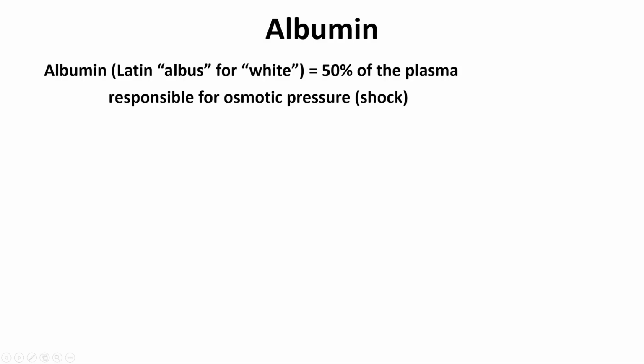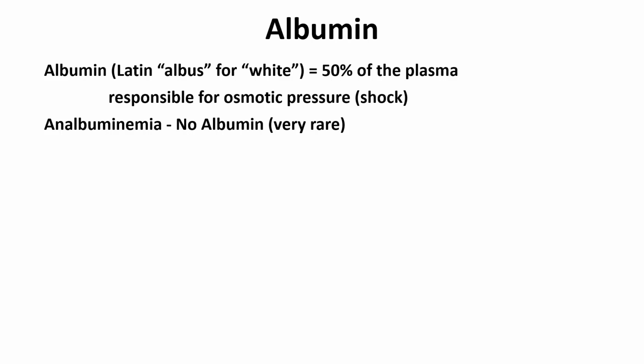Albumin is the major component of blood plasma. It's about 50% of the plasma proteins, and it's responsible for osmotic pressure. And it's used to treat shock. Quite often, it was used back in World War II. The first time pure plasma albumin was used, you could add sterile water to it and give it to injured soldiers on the battlefield and expand their blood plasma so they did not go into shock.